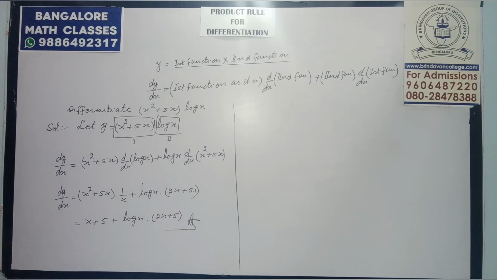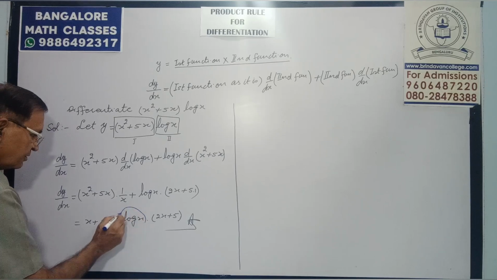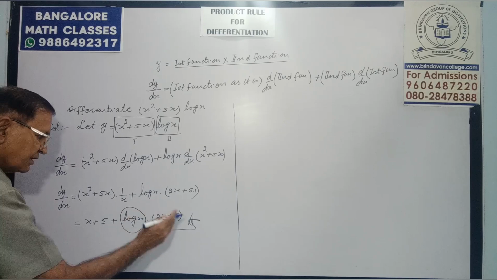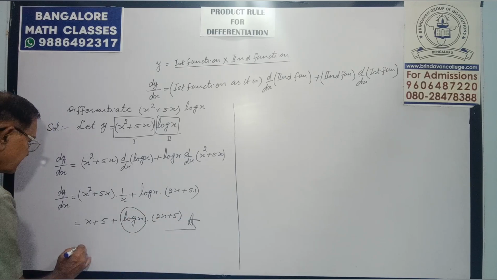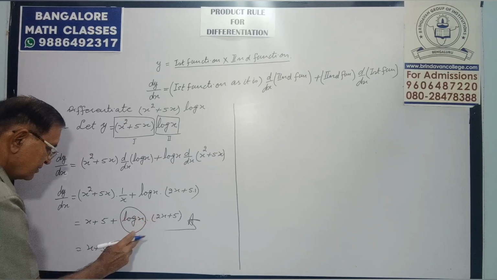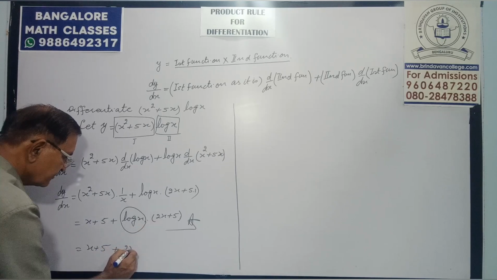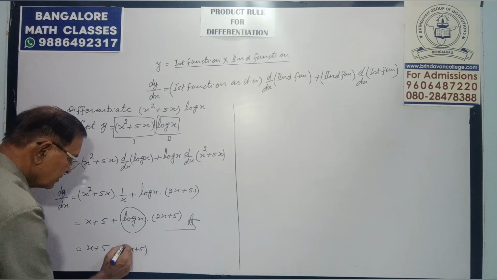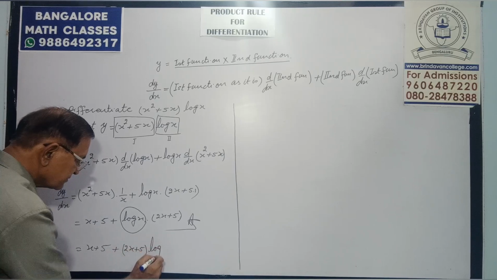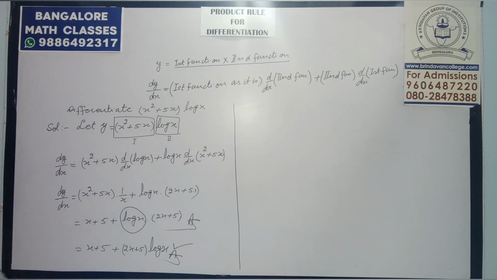Now listen here, only one thing. Generally trigonometric functions or logarithmic functions we put at the end. Better to write it as x + 5. I am not saying this is wrong. Better is: first put (2x + 5) and then log x. Better to go for this. So like that we can differentiate. See the next one.